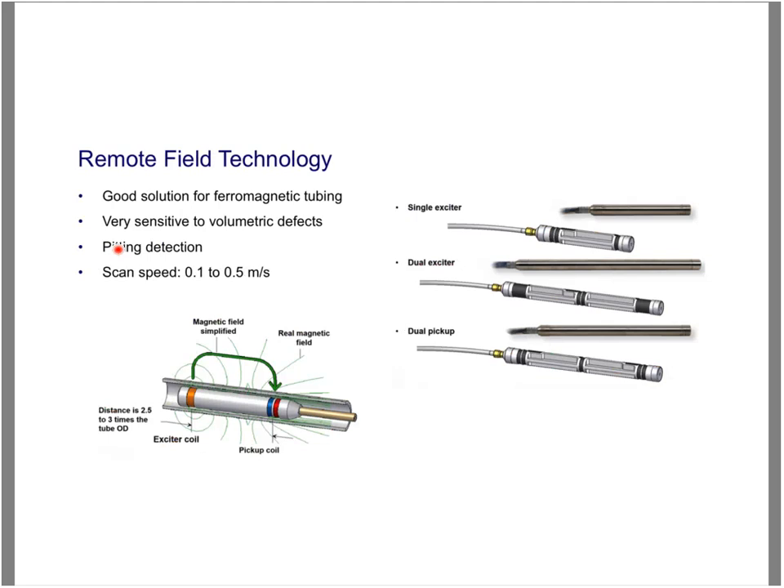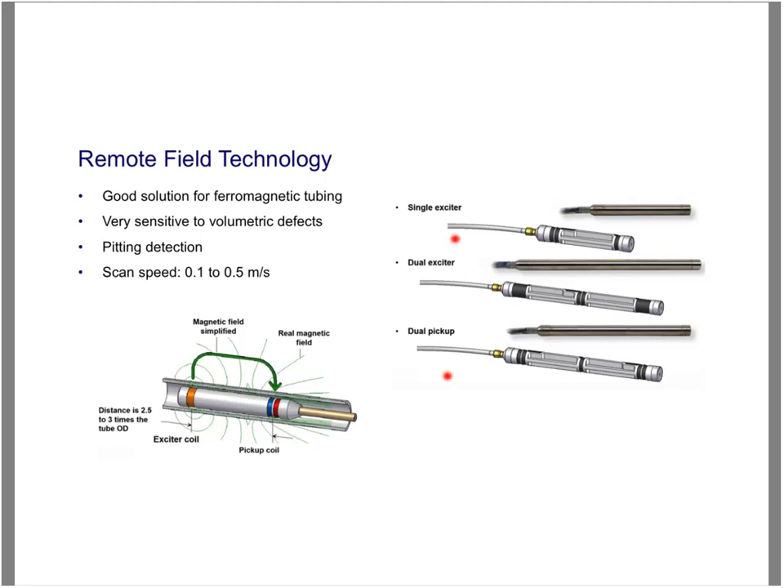So you will find your pits, and it's a very slow inspection. We're talking about 0.1 to 0.5 meters per second, and that's just to make sure that your magnetic field has enough time to cross and go back in. So very slow. Now we have 3 types of probes.